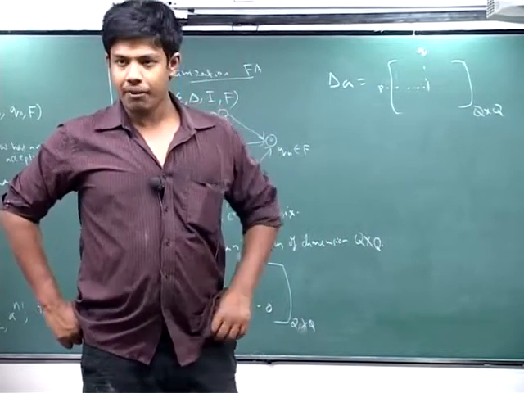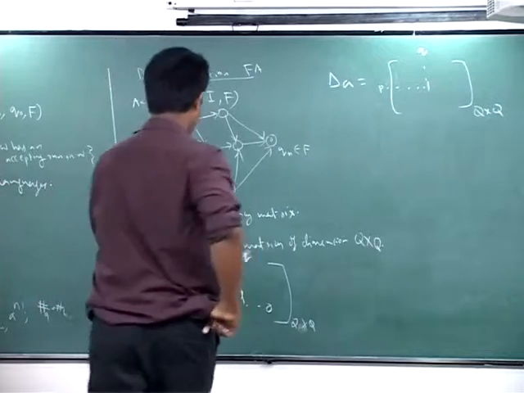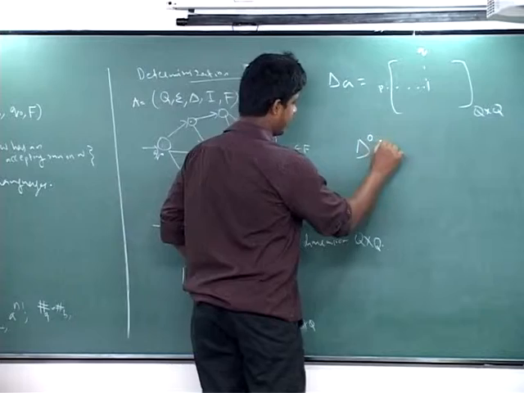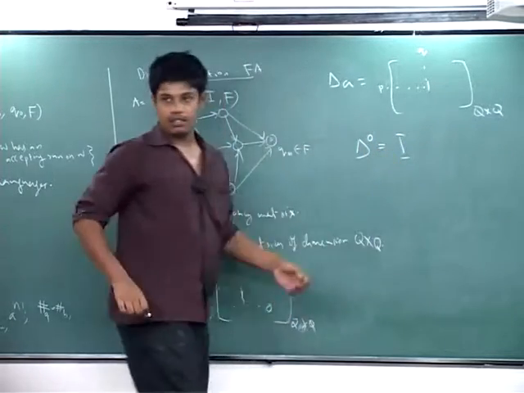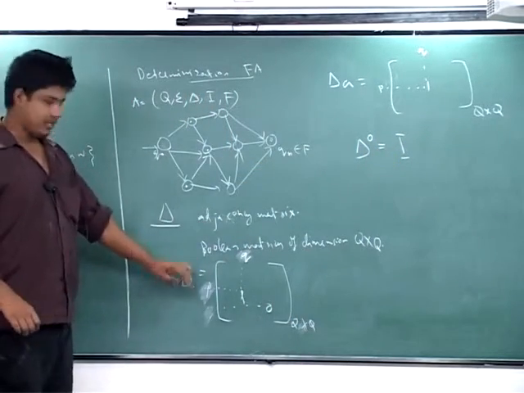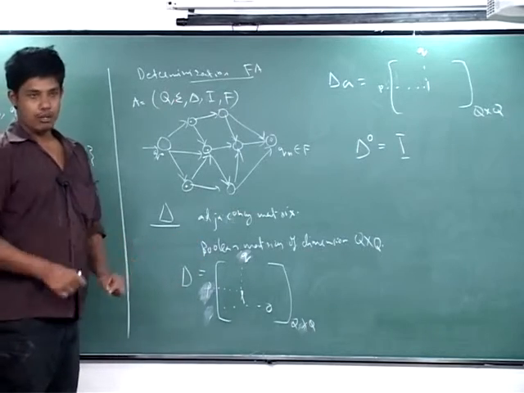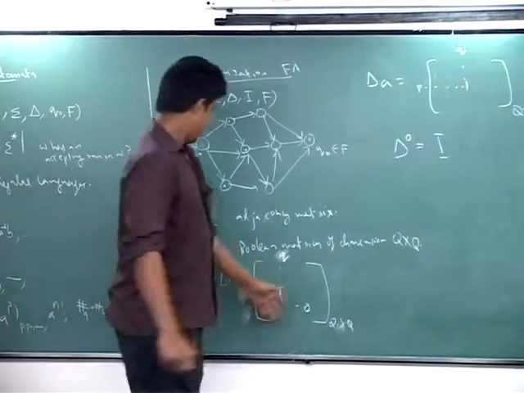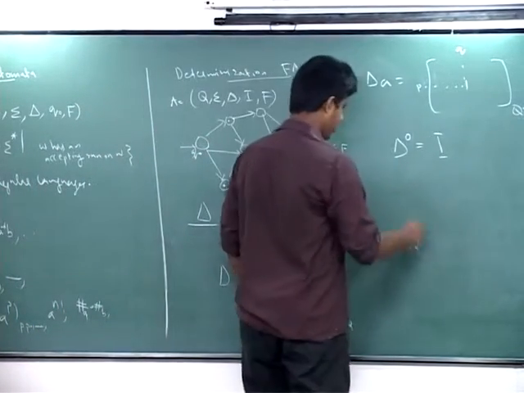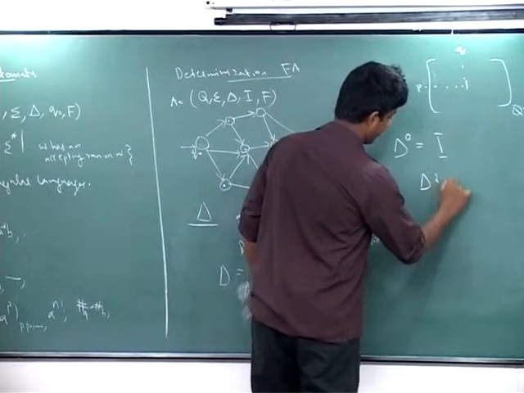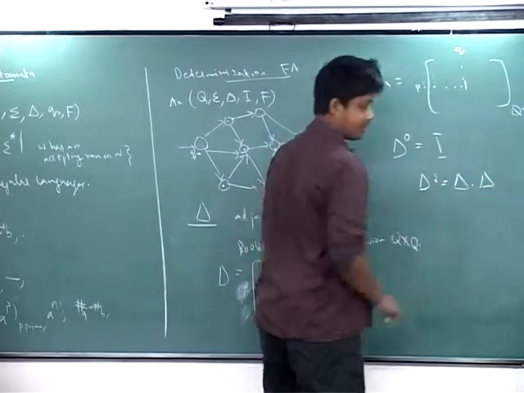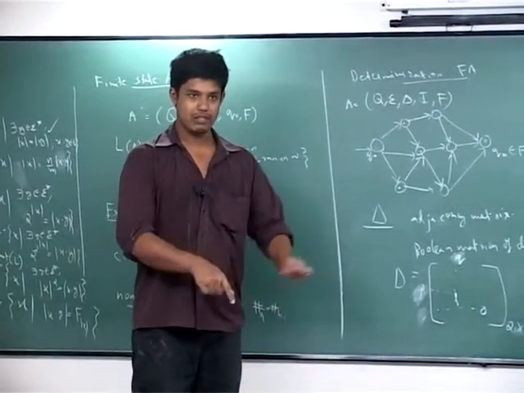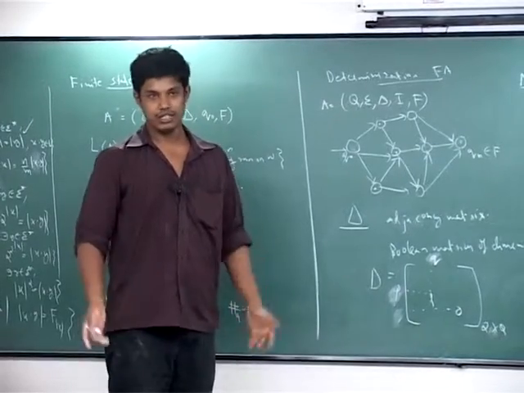Yes. So if you have a relation, suppose I am given delta. Let me define delta 0 as I, the identity matrix. What does delta 0 say? PQ is 1 if and only if P equals Q. Delta 1 equals delta, obviously. What will be delta square? Delta dot delta. Remember when we multiply, we follow Boolean multiplication. 1 dot 1 is 1 again. 1 plus 1 is again 1.